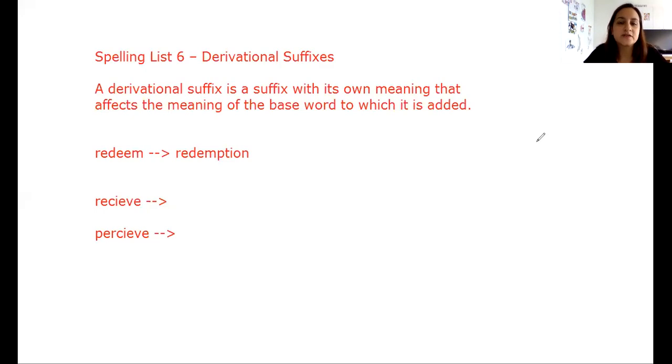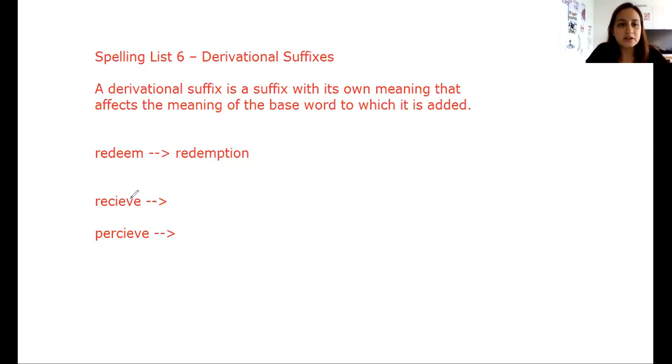Okay, here we go. So a derivational suffix is a suffix with its own meaning that affects the meaning of the base word to which it is added. So in the last class, I asked you to watch a video on the meaning, so you understand the meaning of redemption, right? To redeem would be the action. Christ has redeemed us, okay? And redemption means that the action has been taken, okay? So we use redeem as a verb, and redemption would be a noun, or the state of being redeemed.